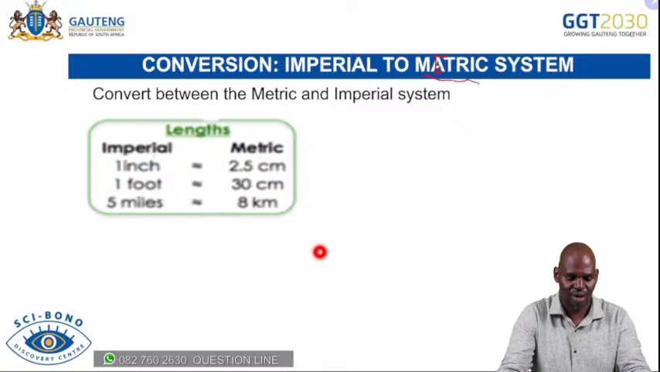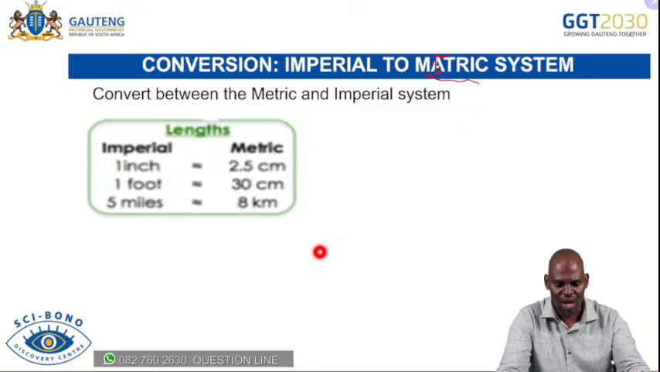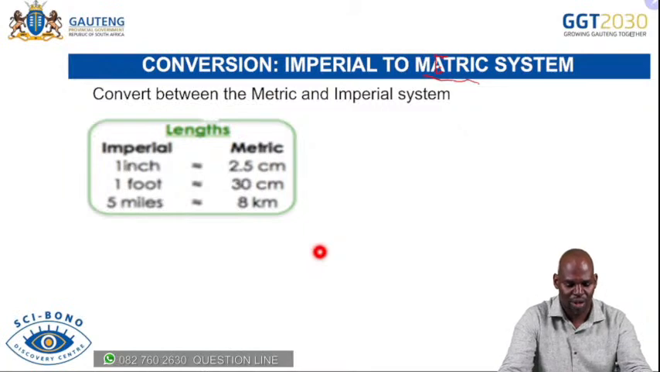You don't change anything. I'm just going to give you an example with this one, which says 1 inch is equal to 2.5 centimeters. But if you remember in the very same lesson, somewhere we said 1 inch is equal to 2.54 centimeters. If the examiner gives you this conversion factor and says 1 inch is equal to 2.5, then you must use 2.5, because if you are going to use your own, then you might get penalized there. The same thing with 1 foot is equal to 30 centimeters, and then 5 miles is equal to 8 kilometers.